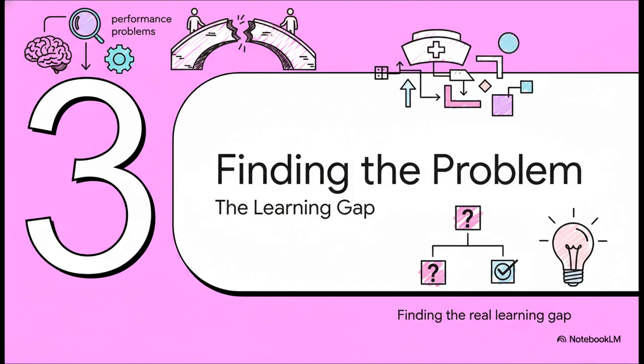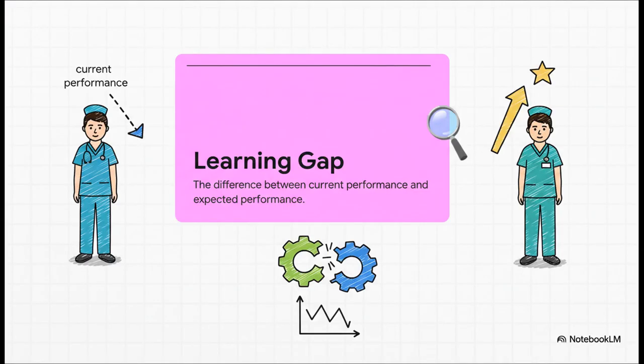Okay, so we know we need to align everything, but what are we aligning it to? To figure that out, we have to become expert diagnosticians, not of patients, but of performance problems. We have to find the real learning gap. So what even is a learning gap? It's really simple. It's the space between where a learner is right now and where they need to be. And notice that word again, performance. We're not talking about a knowledge gap. We're talking about an observable skill, something they're supposed to be doing that isn't quite there yet.